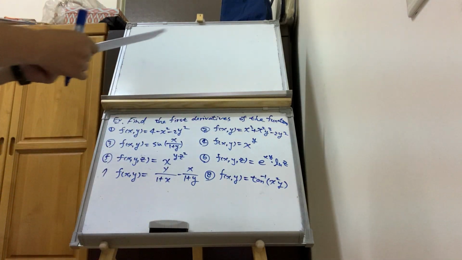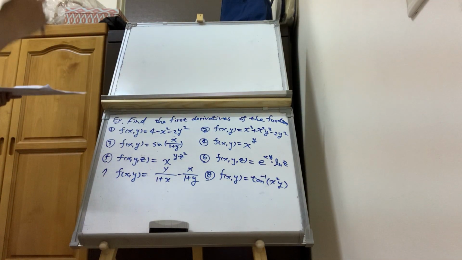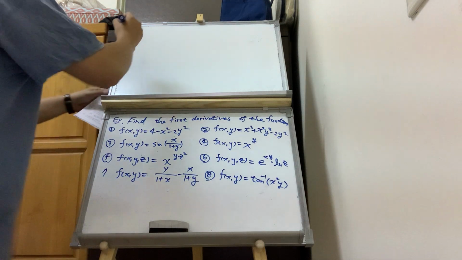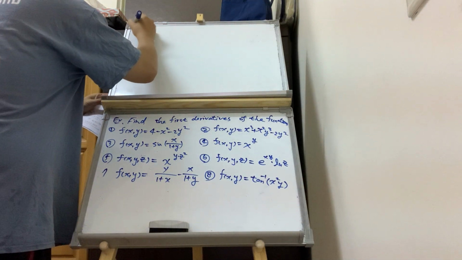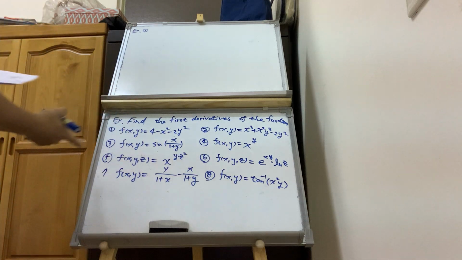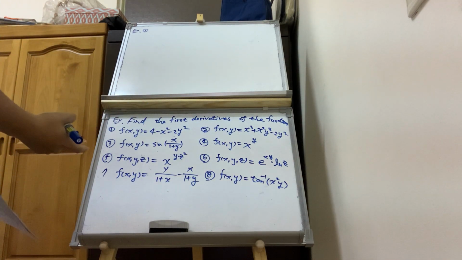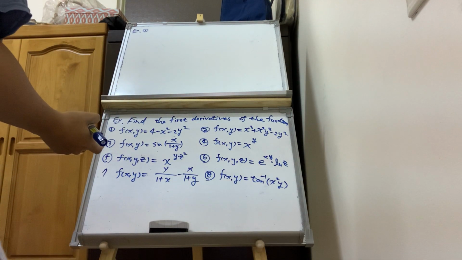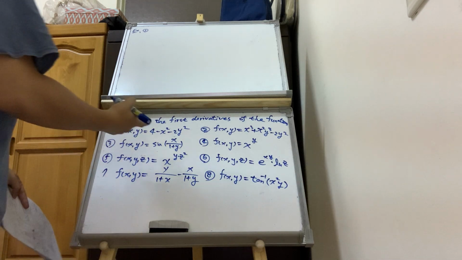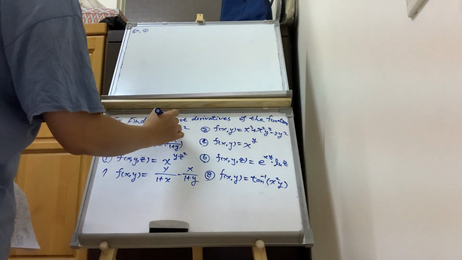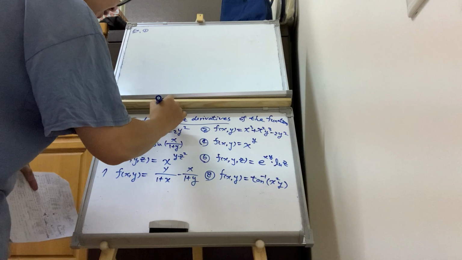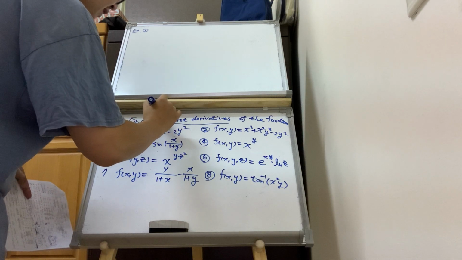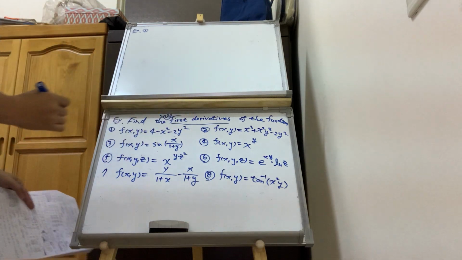Okay, so now let's see the examples. Let's see the example. I'll give you several examples. So first one, f of x, y equals 4 subtract x squared subtract 2y squared. As we say, we want to find all the first derivatives of the function.